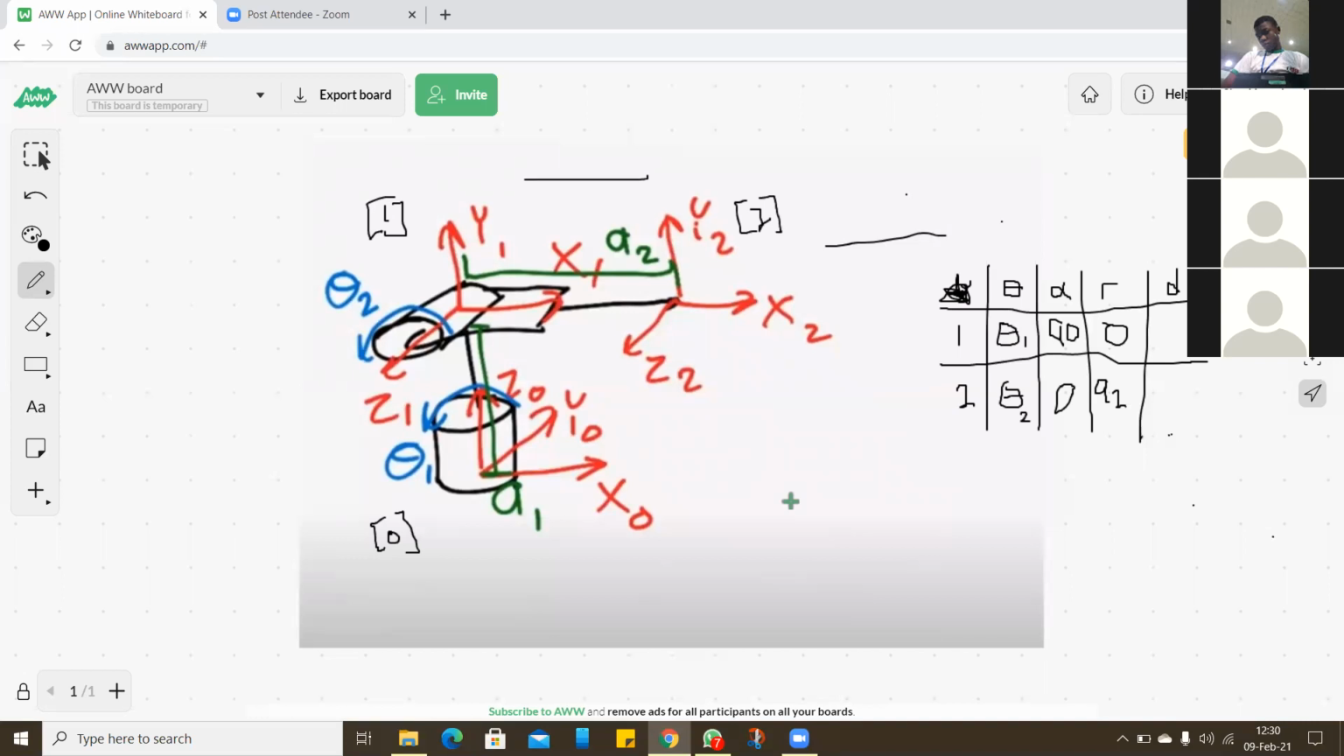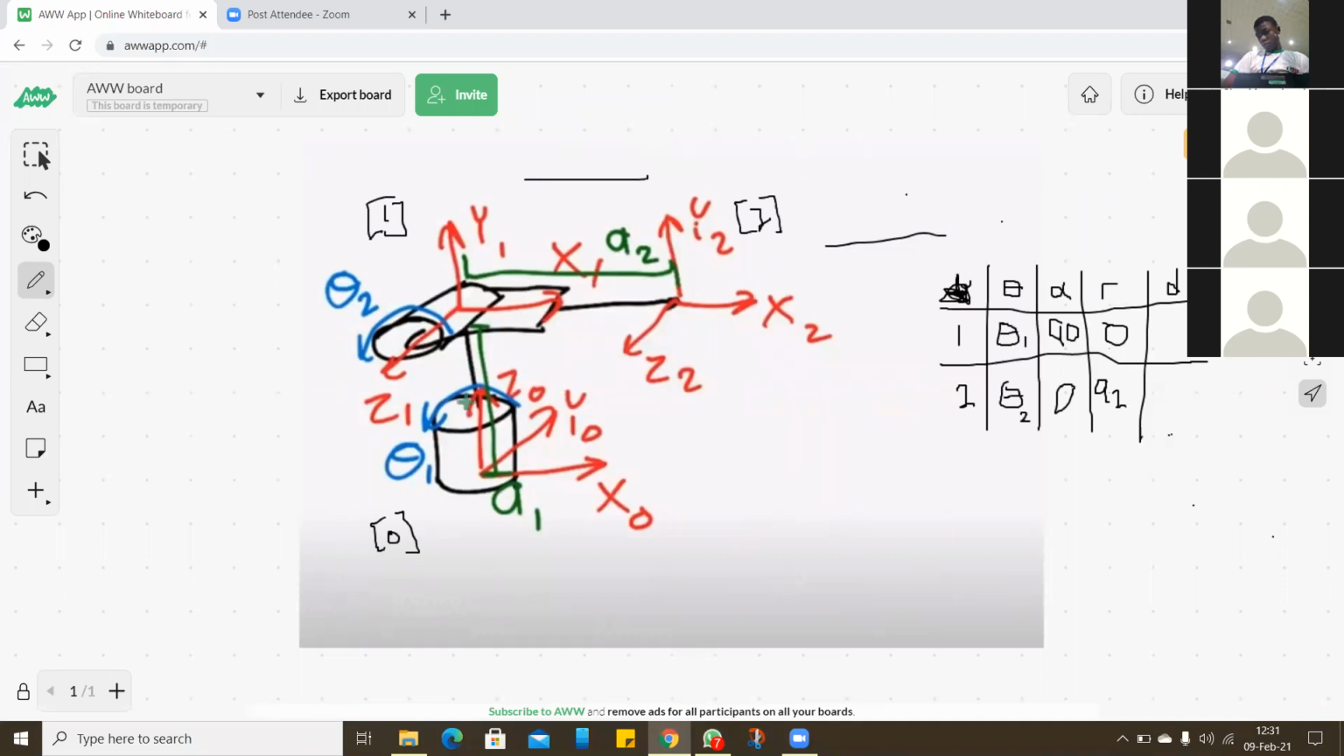The next one now is D. D is the displacement of frame n minus 1 and frame n along Z n minus 1. You see all these parameters, the definitions are the same thing. If the first one is z0, the next one will be x1. If the first one is x1, the other one will be z0. That's the relationship between these two and these two.